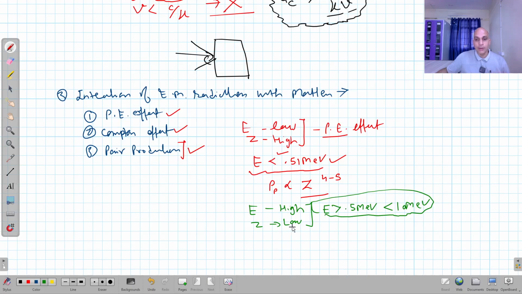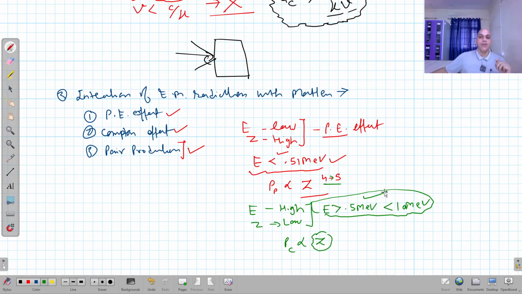And Z is low. Z is low means the probability P of a Compton effect is directly proportional to Z. So you can see the dependence here on Z, whereas here it is power 4 to 5, right? So this Compton effect is dominant in those mediums where Z is small, but the energy of the electromagnetic radiation photon is in this range.